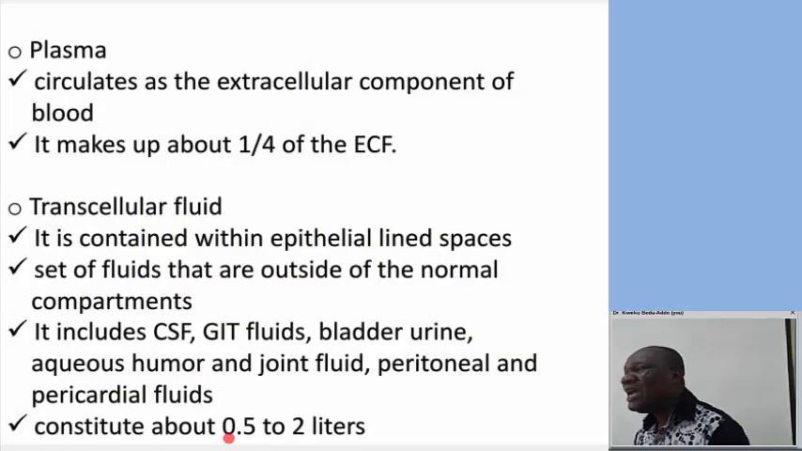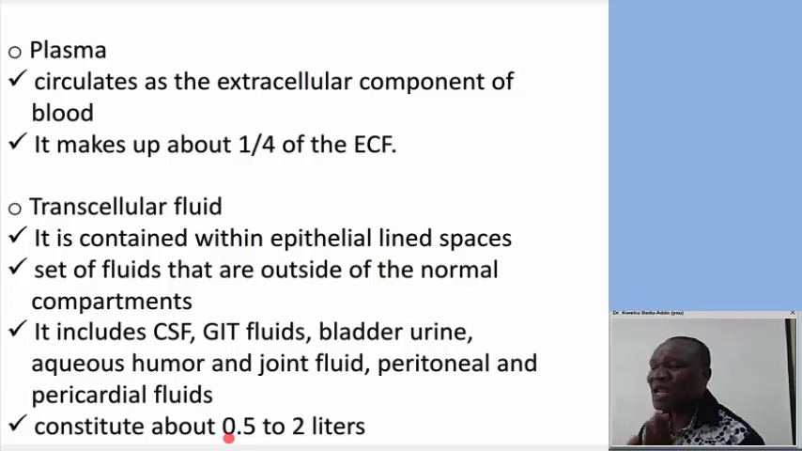Now, the second sub-compartment of the extracellular fluid compartment is plasma. Plasma is the liquid component of blood, right? And this constitutes about 1/4 of the extracellular fluid. We said 3/4 of the extracellular fluid is interstitial fluid. The remaining quarter is plasma.